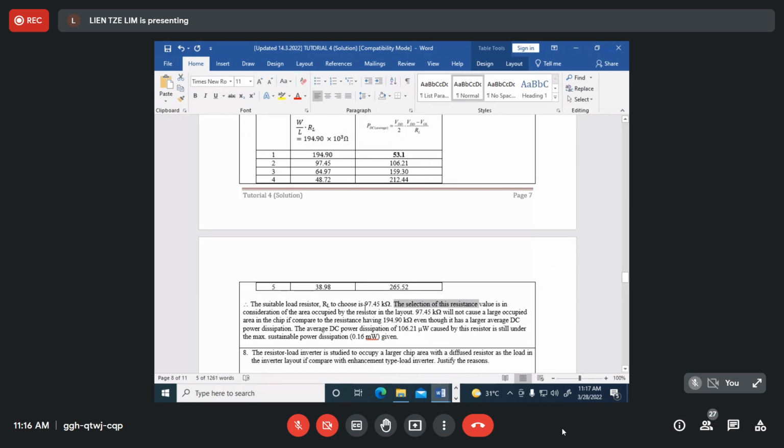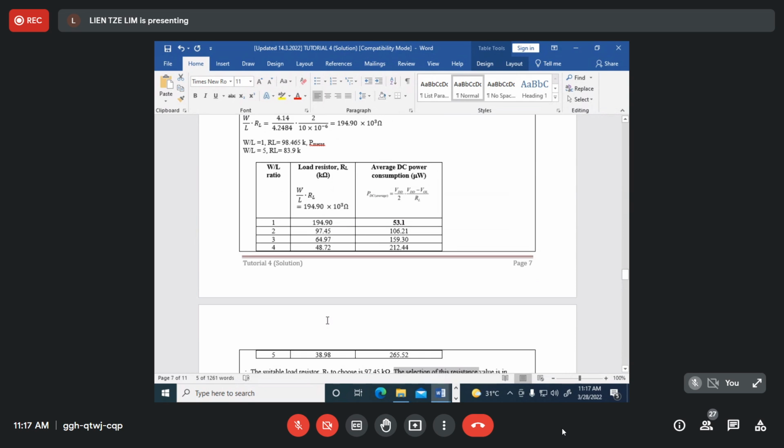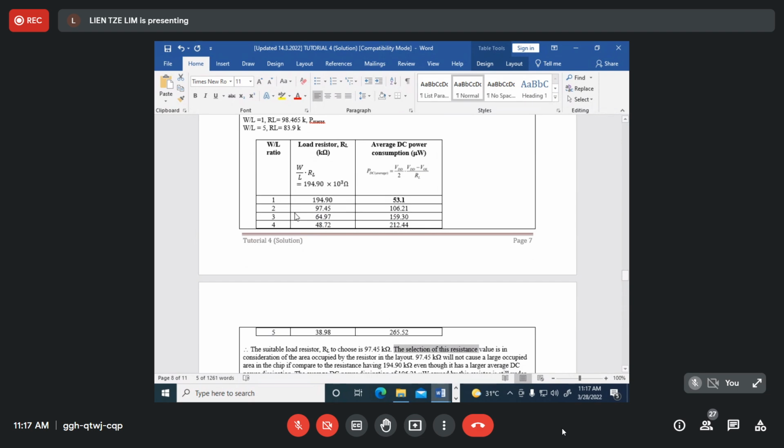97.45, this is based on my answer. It will not cause a large occupied area in the chip compared to a resistance having 194.9 kilo ohm, even though it has a larger average DC power dissipation. So this one is based on the RL in the table here.